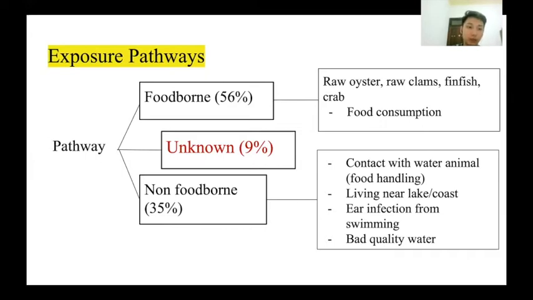While the non-foodborne pathways include contact with water animals, food handling, and fishing handling like fishing rods or nets, and people living near the lake or the coast are more vulnerable to being infected by vibriosis. Ear infection while swimming can also increase the risk of vibriosis, and bad quality of water can also increase the risk of infection.